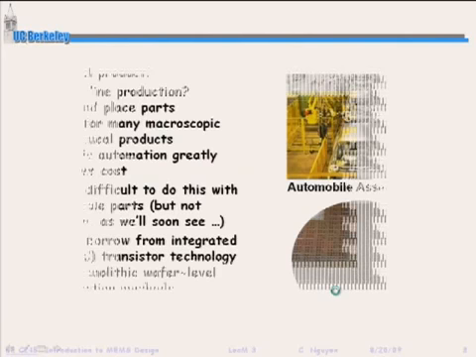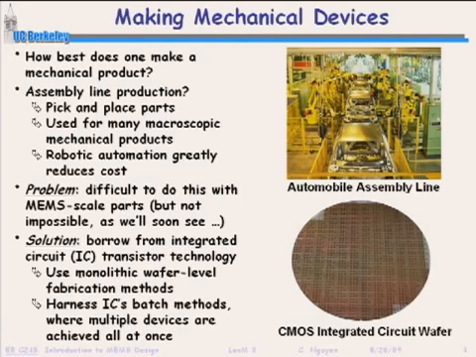So how does one best make a mechanical product? And so you see time and time again there's assembly line production out there, right? People making cars, airplanes, that sort of thing. It's an assembly line. So you got something going through on a conveyor belt, not quite here, but you're picking and placing parts onto this thing. And this turns out to be one of the best ways to manufacture macroscopic things.